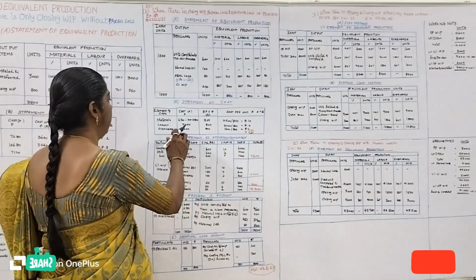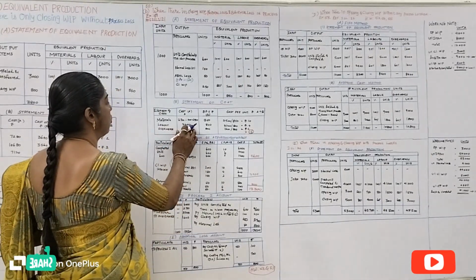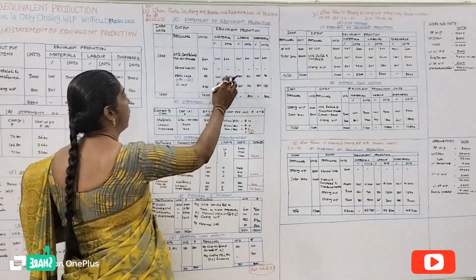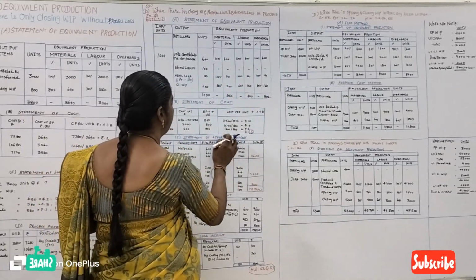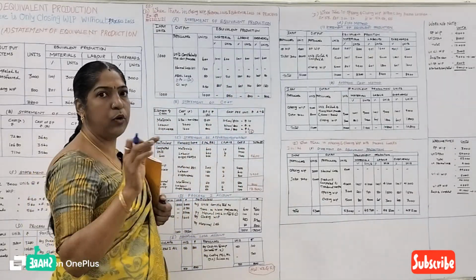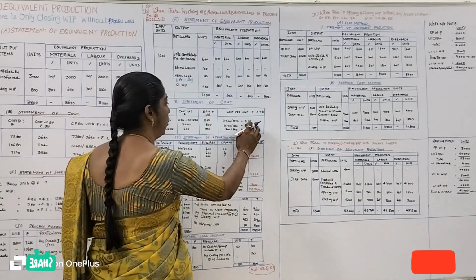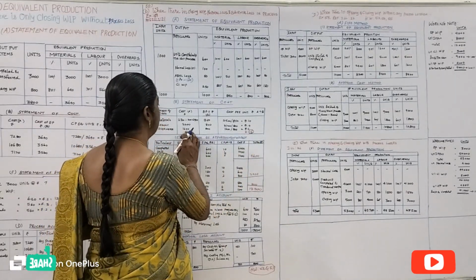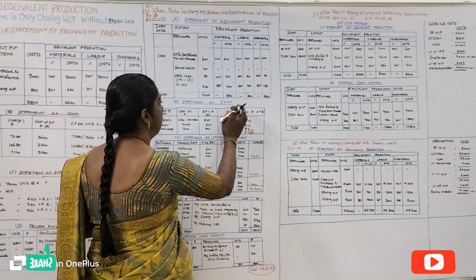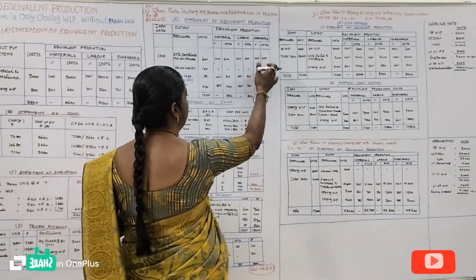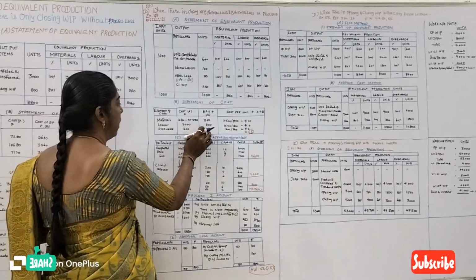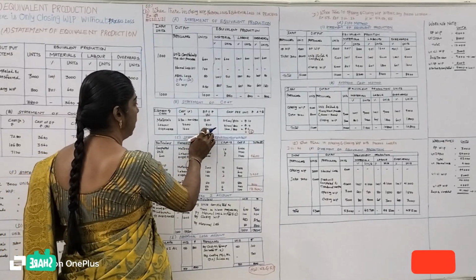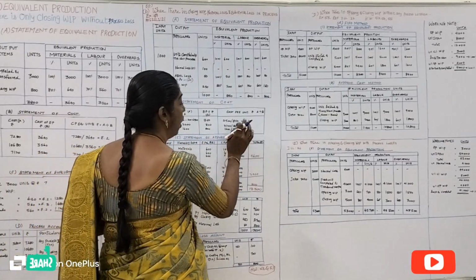Then come to labor. Labor cost is 3200, and the equivalent production units for labor are 800. After dividing, you get 4 rupees. The cost per unit for the equivalent production unit is 4 rupees. And the overheads are 1600 rupees. How many units of overhead do we have in equivalent production? 800 units. Dividing the cost by the equivalent production units for overhead, you get 2 rupees.